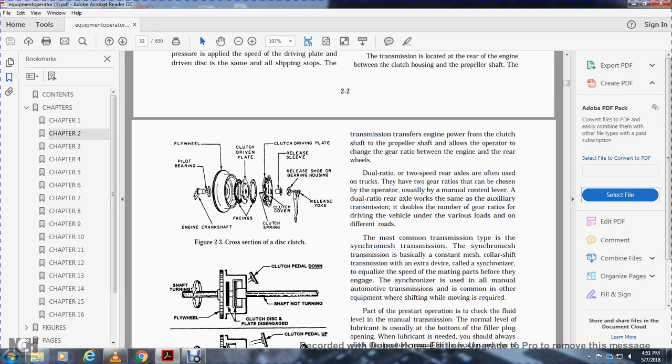Figure 2.3 shows a cross section of the disc clutch. It shows the engine crankshaft, the pilot bearing, flywheel, clutch driving plate, facing, clutch driven plate, spring, clutch cover, release sleeve, release shoe, and the bearing housing.